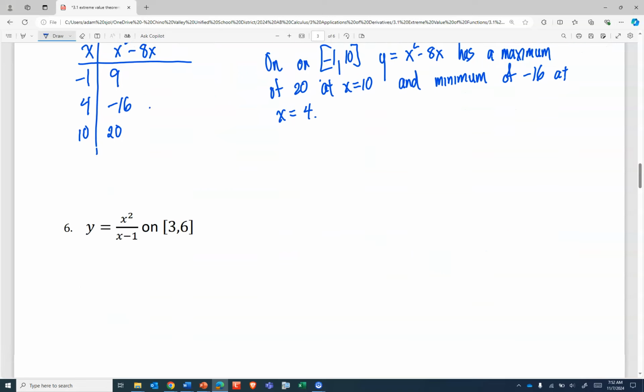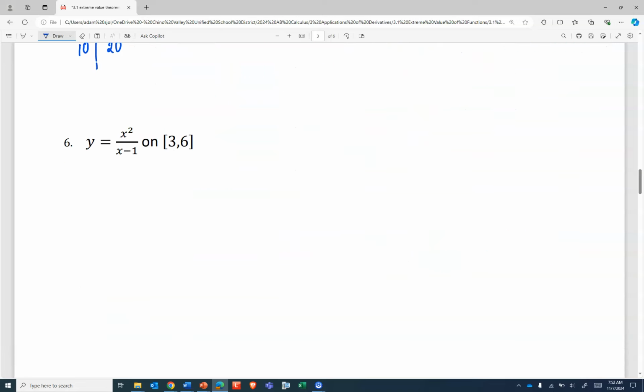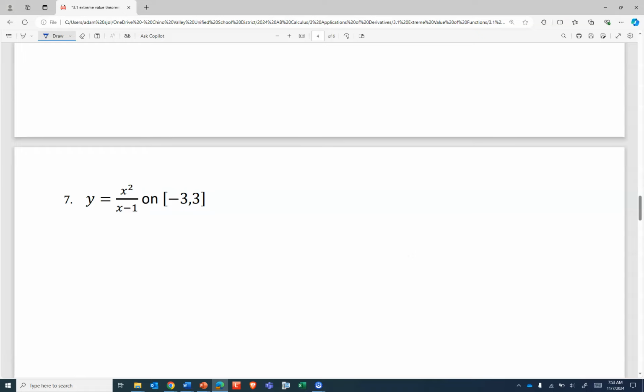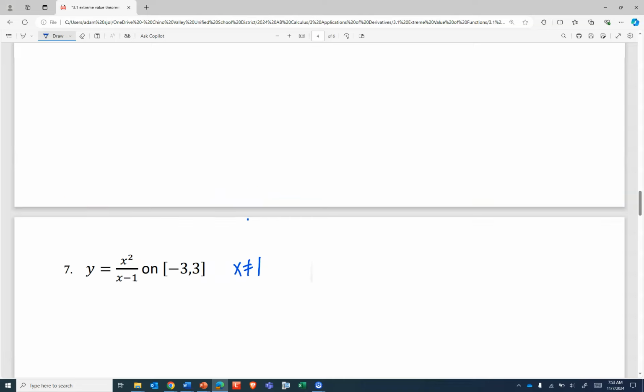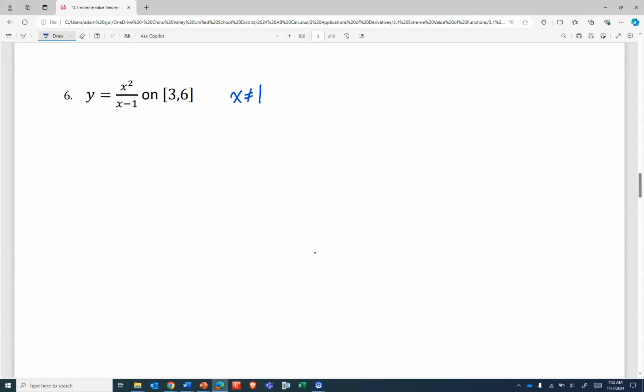Do we need to do more? Maybe just one more. Okay, so starting off, x cannot be equal to 1. But 1 is not on the interval 3 to 6, so I think we're good to go. I assume the next one is kind of the same function, but x equals 1 is on this interval. So number 7, you don't really have to do all of the extreme value theorem work.